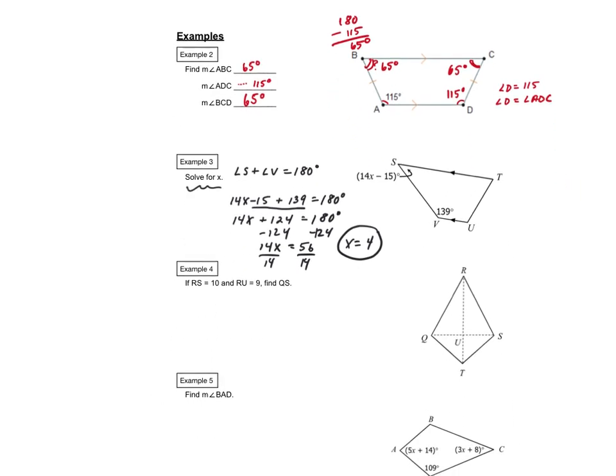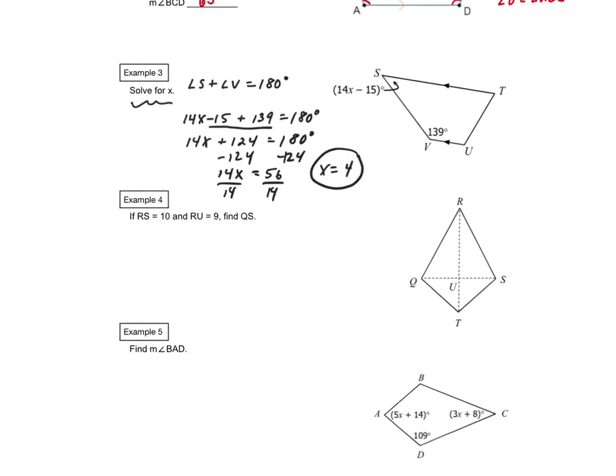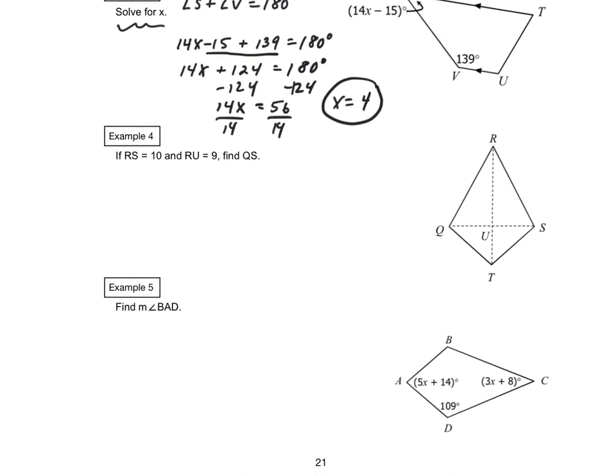And let's see here, we've got two more examples dealing with kites. As we look at example number 4, it says RS is equal to 10, and RU is equal to 9.